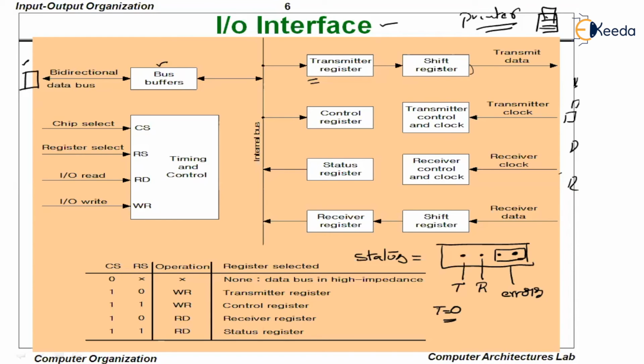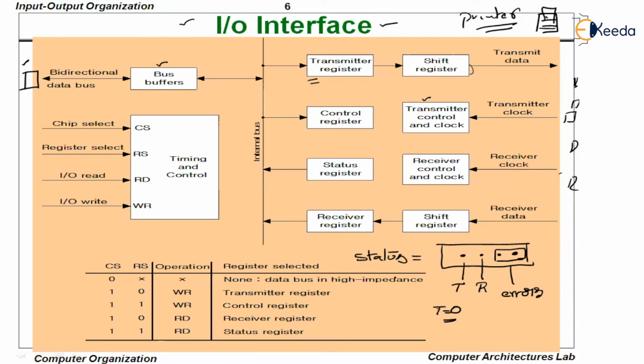Here, you know what a shift register is? Because the data needs to be sent and received from the peripheral devices in serial fashion, we do need a shift register. Then the transmission control and clock will look at the transmitted data, that is, the data being transmitted. It is going to control the transmitted data. The receiver control and clock is going to control the data which is being received. This is how a total interface is going to be designed.